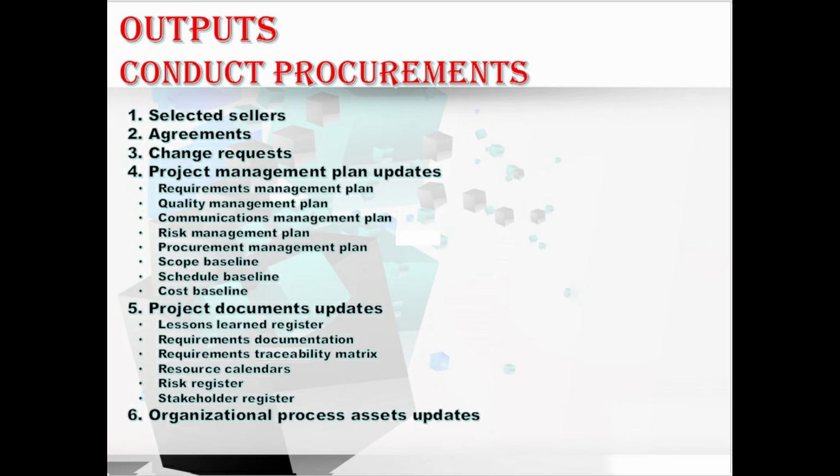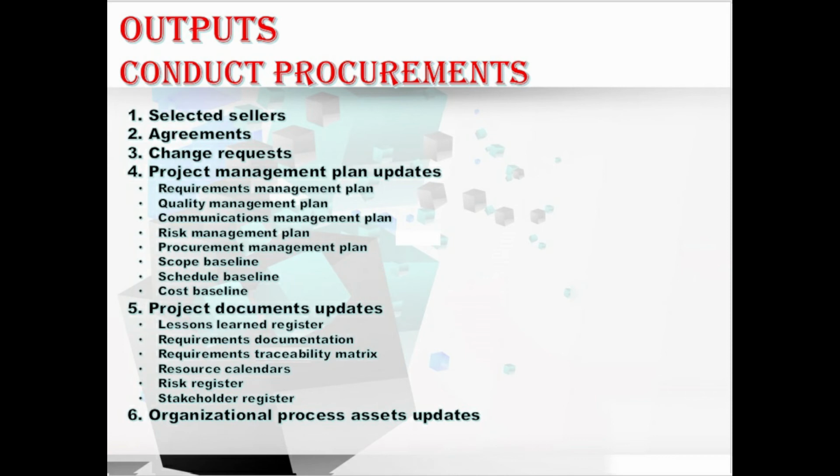Moving to the risk management plan. In this, each agreement and the seller has its own set of risks that may require updates to the risk management plan. Hope you understood this. Moving to the procurement management plan. In this, updates may be required depending on the results of the contracting and also the negotiation processes. This is about the procurement management plan.